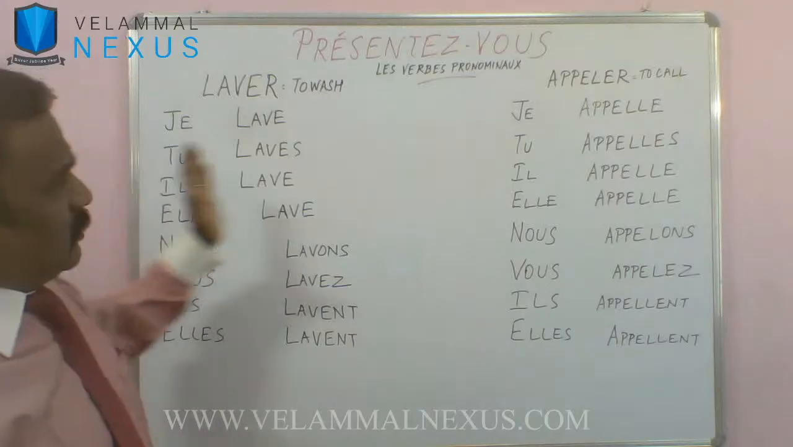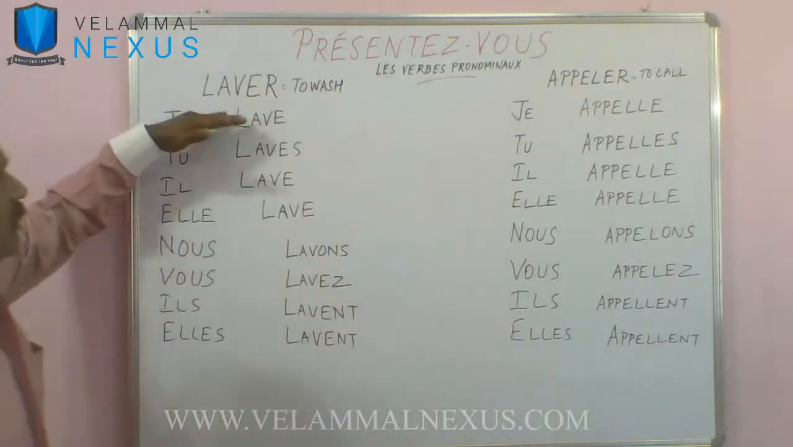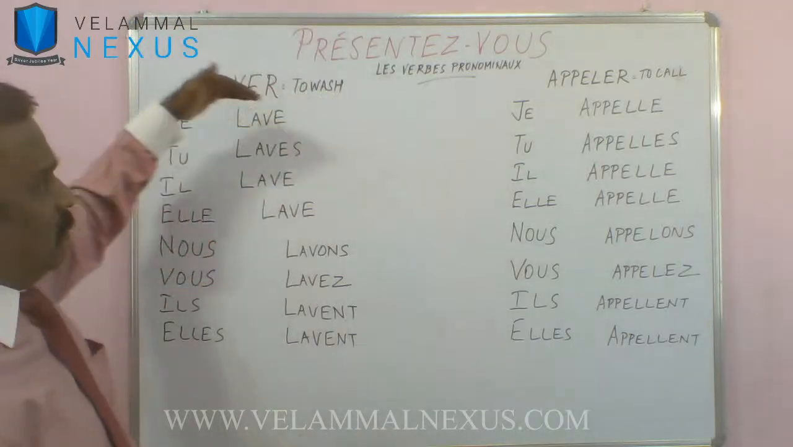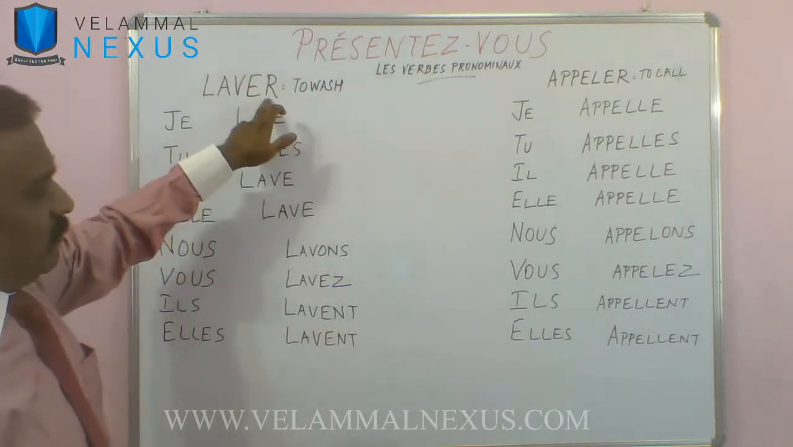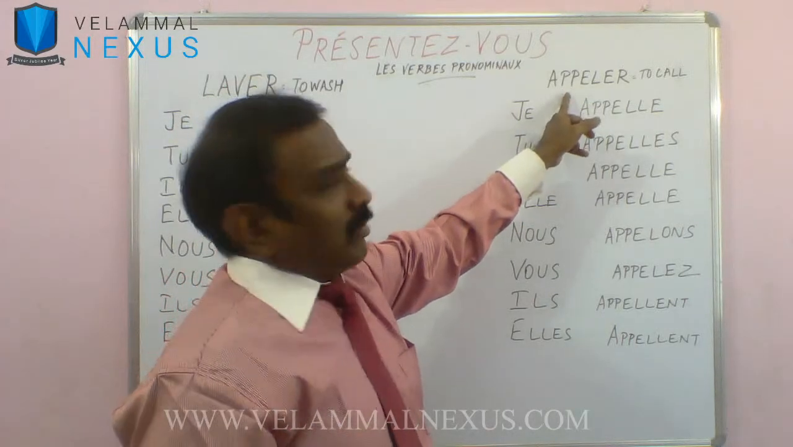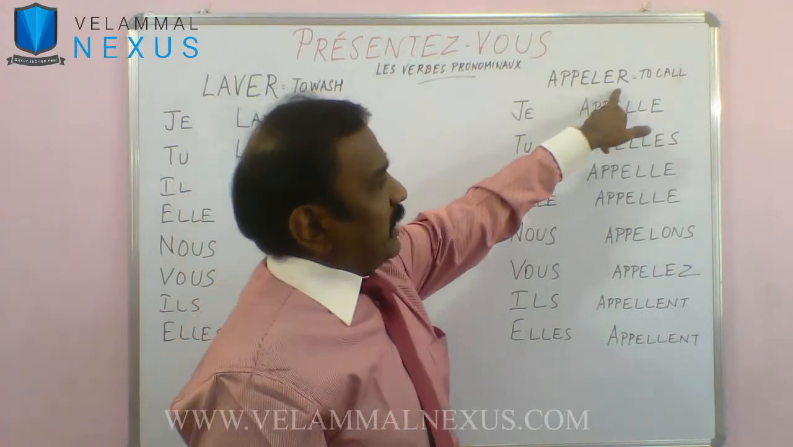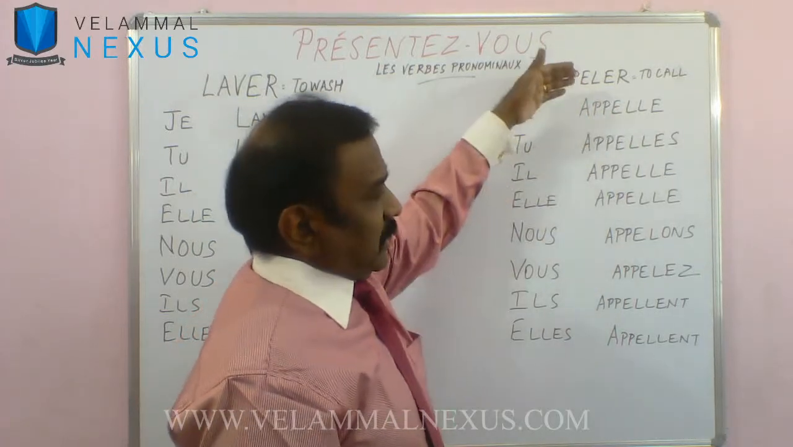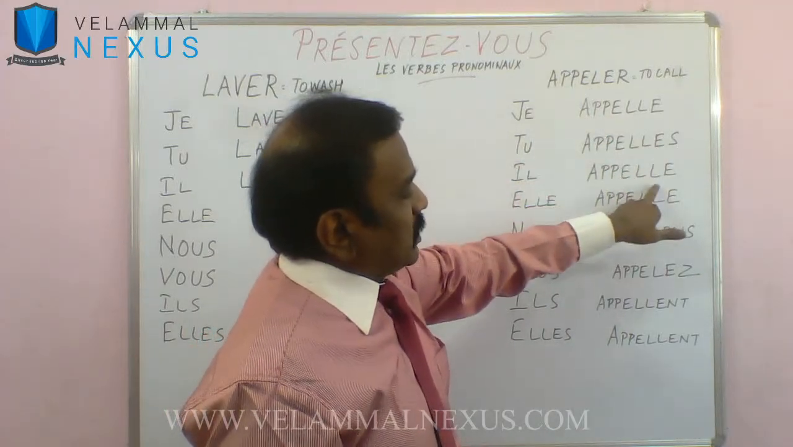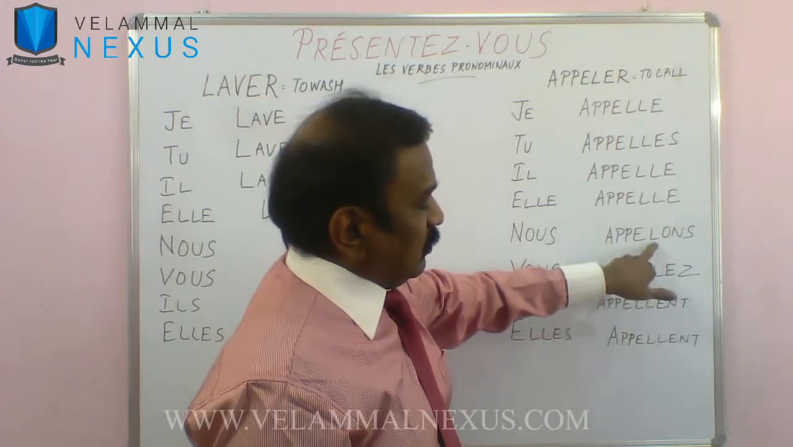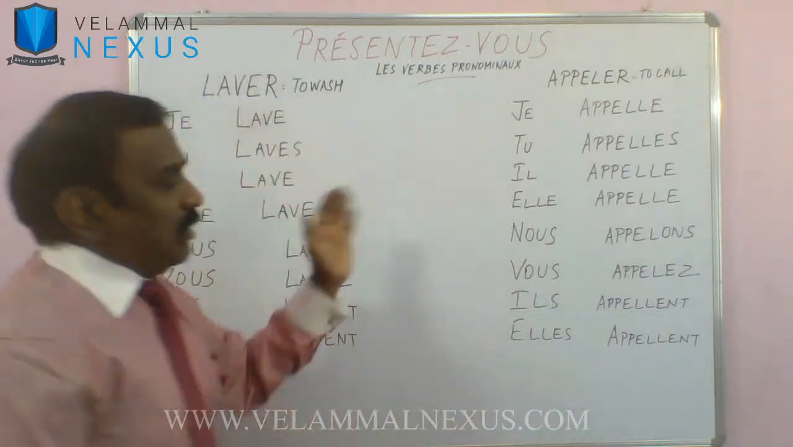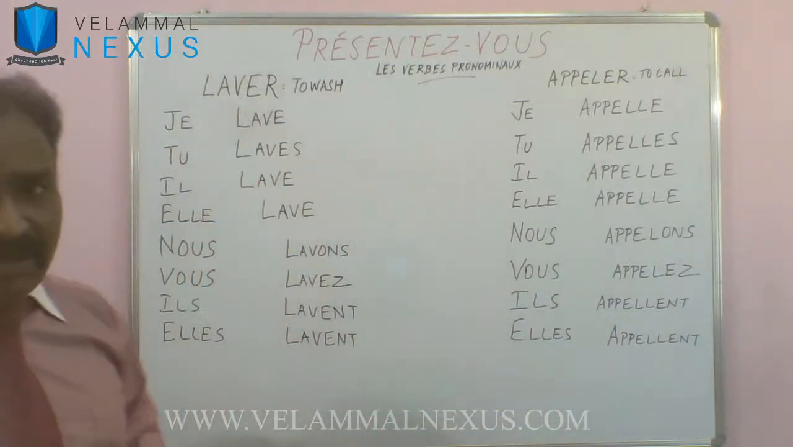Now, I've got two verbs here. One is a regular verb. Normally we did first group, second group, third group. This belongs to the first group, verbs ending in ER. So it's easy, remove ER and add the ending. And here there's another verb called appeler, which looks like an ER verb, but it doesn't behave like one. It comes under the irregular because the infinitive has a single L, but all the conjugation has double L, except for nous and vous. Nous and vous will have a single L. So, an irregular and a regular verb.